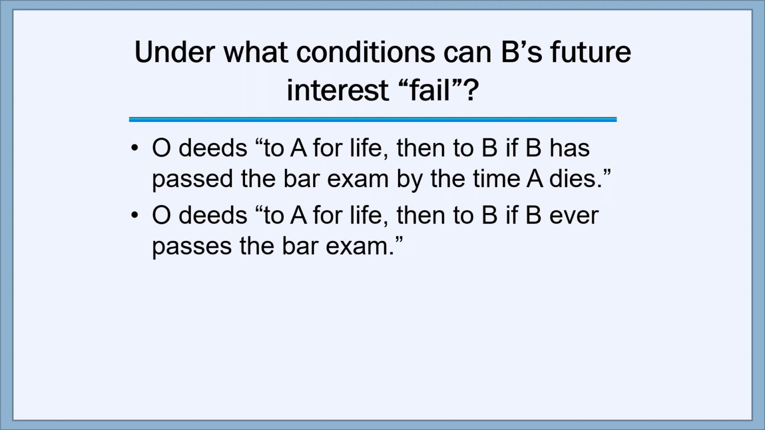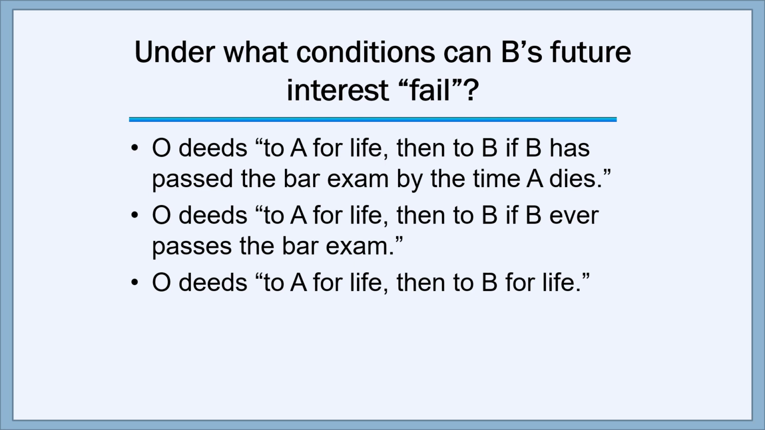Let's suppose that B dies while A is still living, and B dies without ever passing the bar. Now it's logically impossible for B to satisfy the condition because you can't take the bar exam when you're dead. Therefore, the future interest in B will fail if B dies without ever passing the bar exam.